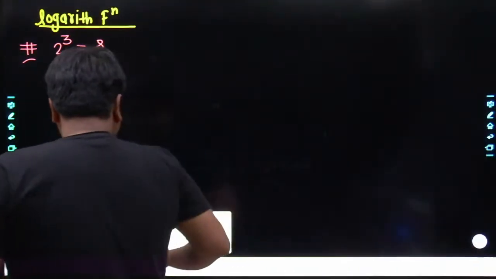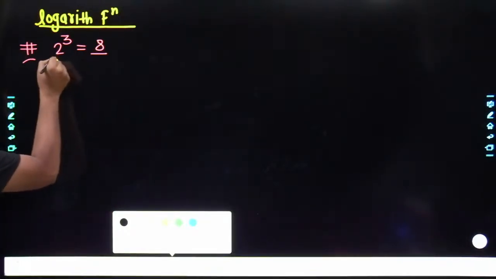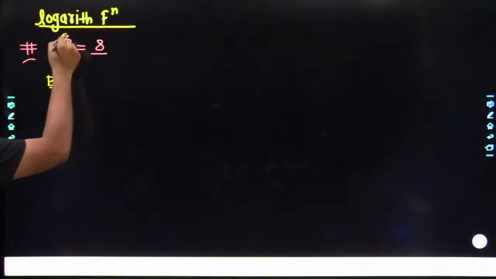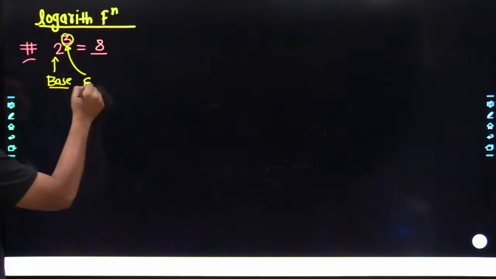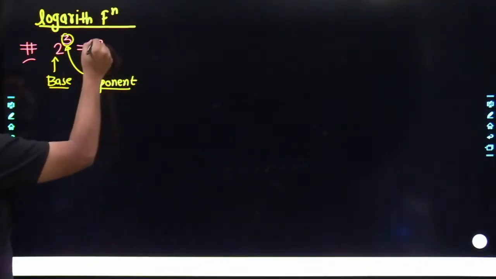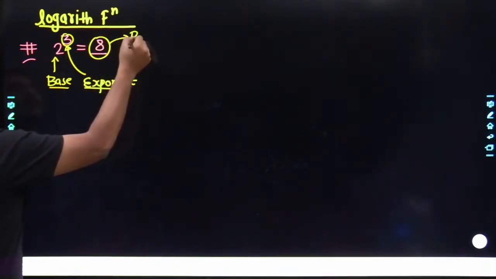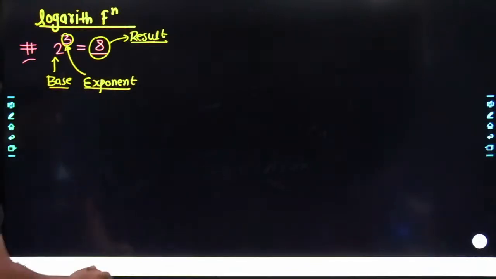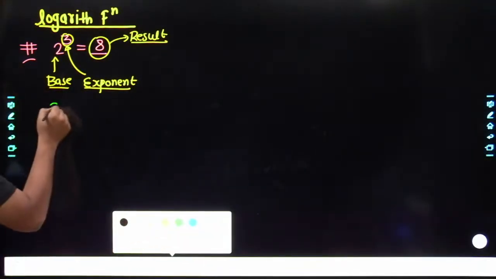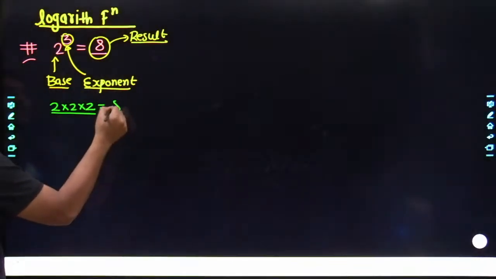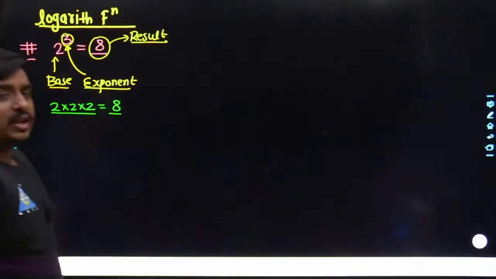May I know what the 2 over here is? The 2 is called the base, also called the radix. The 3 is the exponent. That means the 2 has been raised to 3. And 8 is the result. Anyways, what does 2 to the power of 3 indicate? It indicates the 2 is getting multiplied 3 number of times. The result we have in our hand is simply 8.